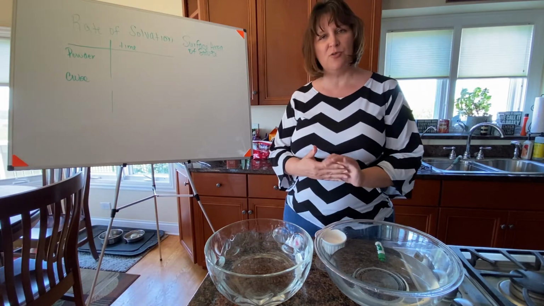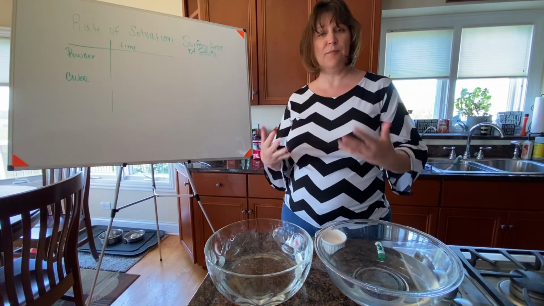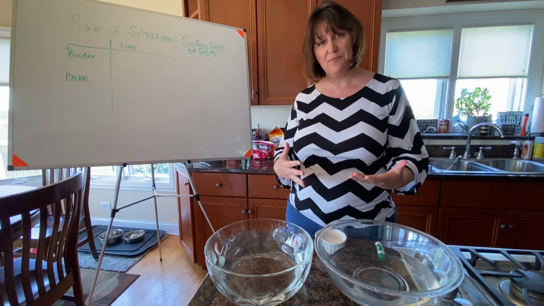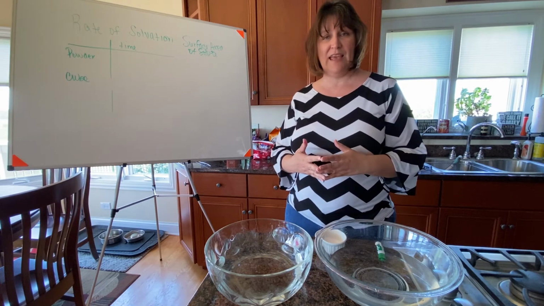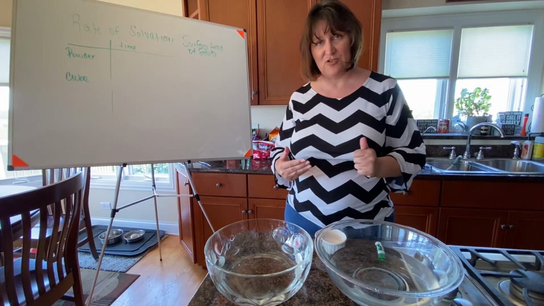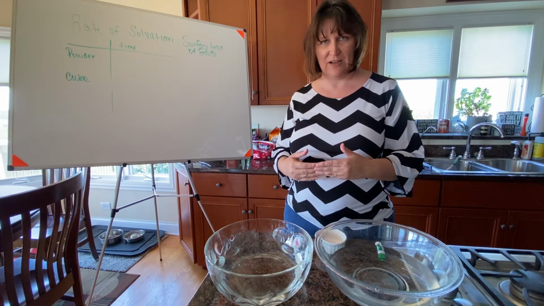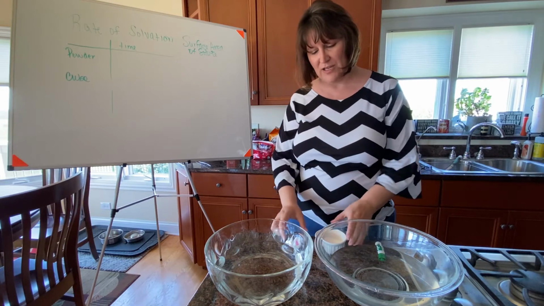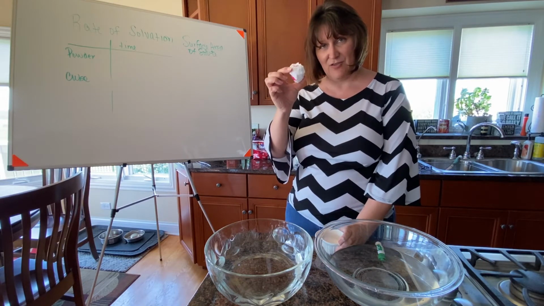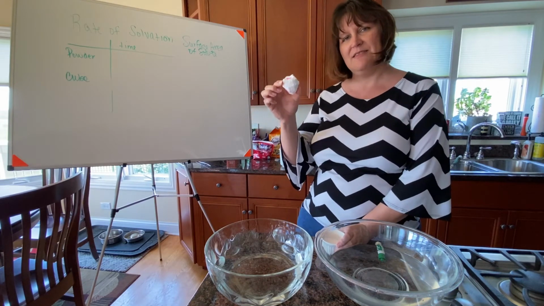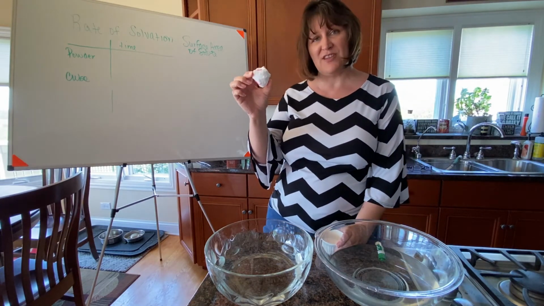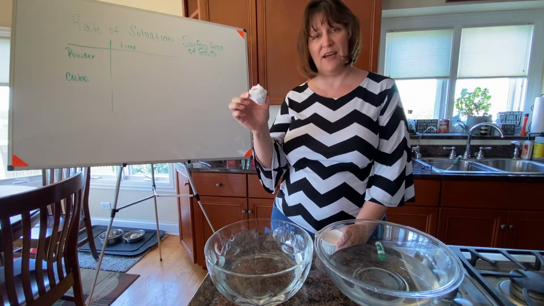The three criteria we're looking at today is, does temperature impact the rate of dissolving? Does stirring impact the rate of dissolving? And finally, the one I'm demonstrating, does surface area impact the rate of dissolving? And surface area is the surface area of the solute. We're going to time the rate at which this cube dissolves in water.